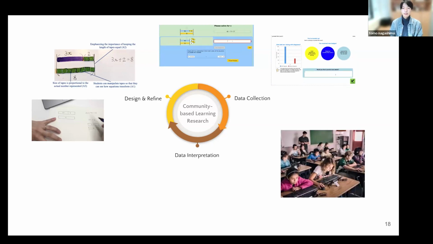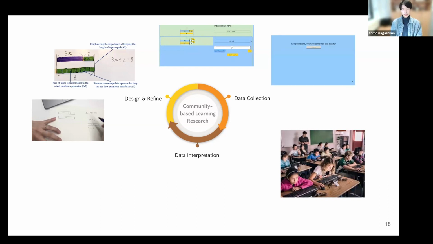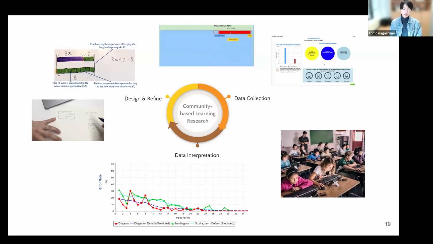And then once we design something, we will either go to the actual classroom, or we invite children to the university to test whether this actually helps them. And as I said, I try to gather a lot of different data. So we use data to think about whether students learn, how students learn, and this data analysis will also help improve the software. So this cycle goes again and again.